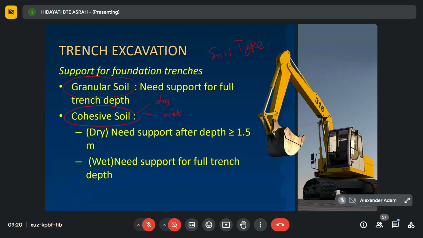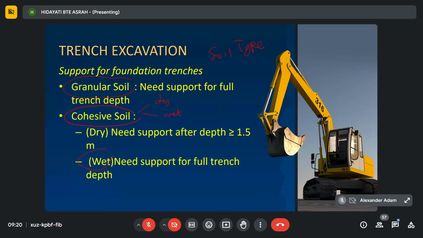And for wet cohesive soil, this one needs full support. Even though it is cohesive, since it is wet, there's a possibility of collapse. So you need to provide full support for the trench depth. I hope you understand this.